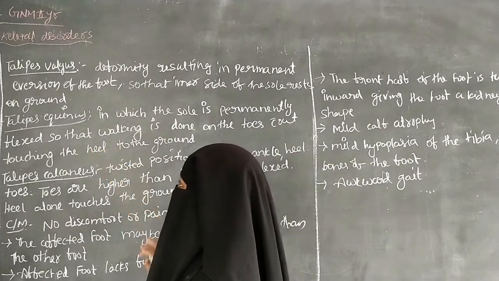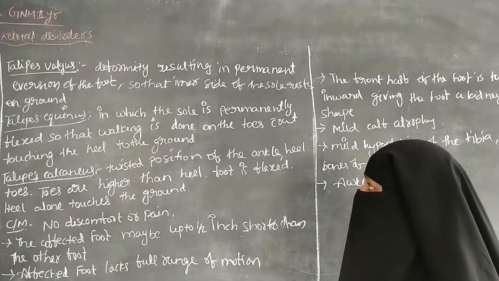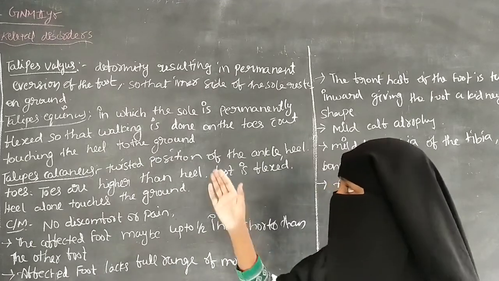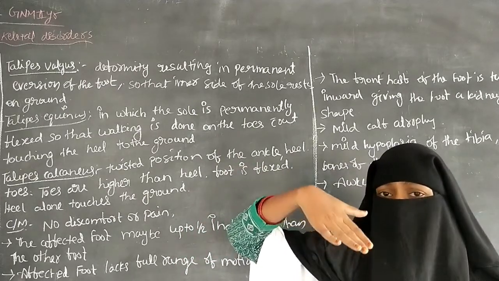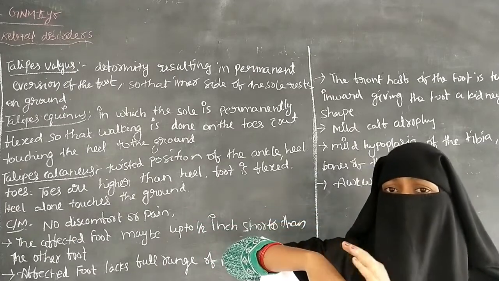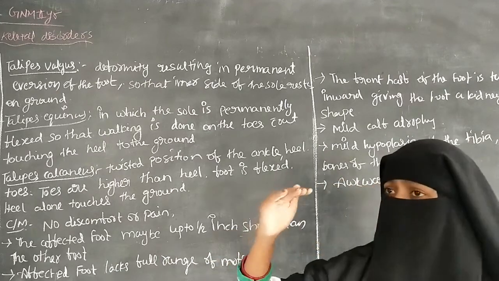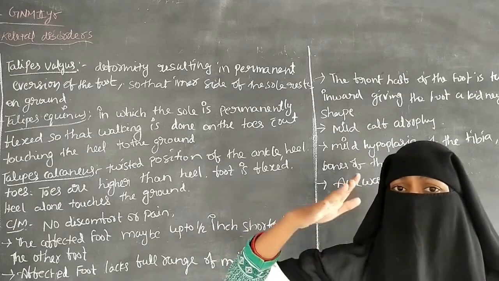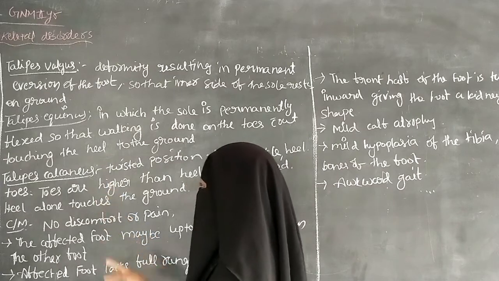And the next one is talipes equinus. In talipes equinus, the foot becomes permanently flexed downward and the toes rest on the ground, and the heel is higher than the toes. So the toes can touch the ground and the heel cannot touch the ground. So the next one is talipes calcaneus.